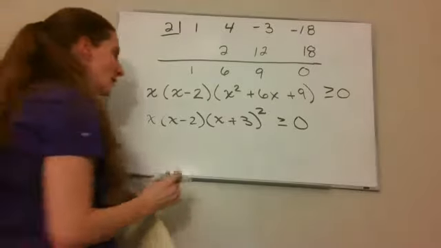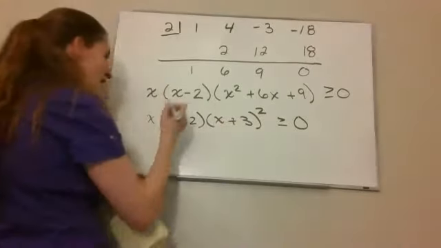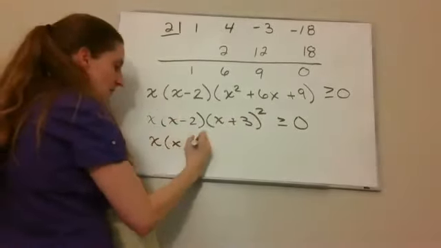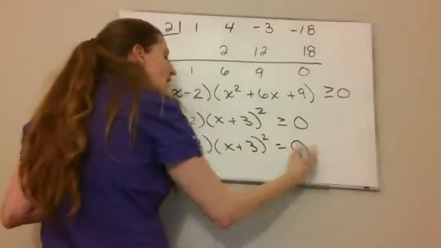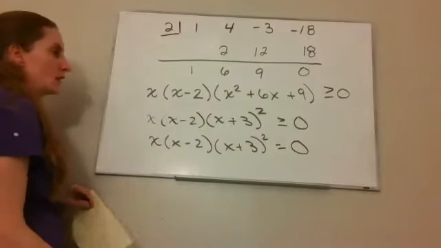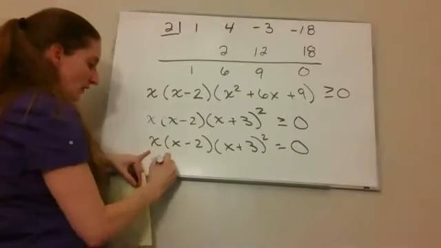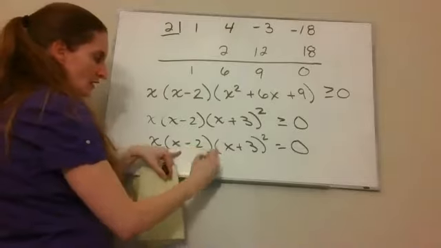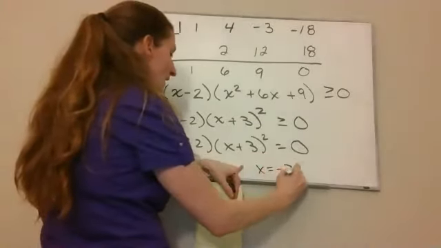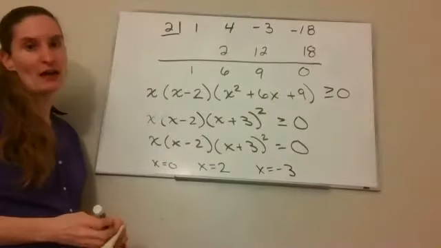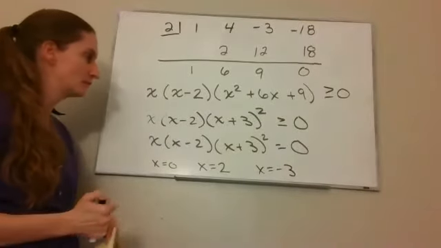So now remember, we have to treat it like it's an equation. Where is this equal to 0? Well, it's equal to 0 when x is 0. This guy tells me when x is 2. And this guy tells me when x is negative 3. So I have 3 values to put on my number line.